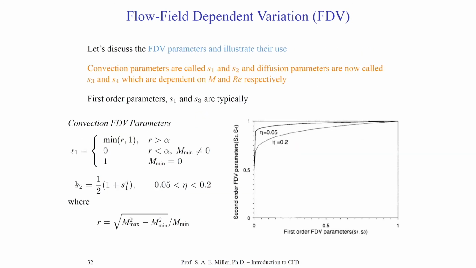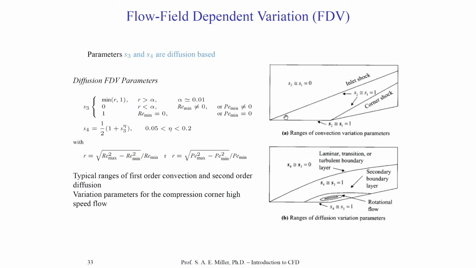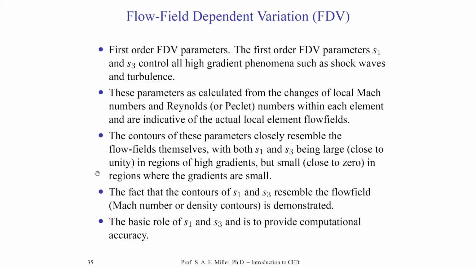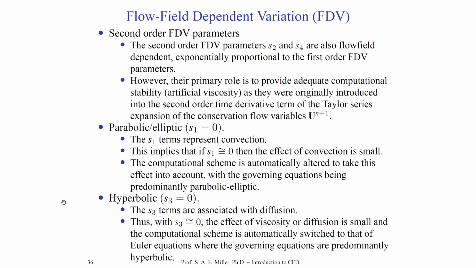For example, in the shock problem, contours of S1 and S3 would very much go along these types of rotational flows. The fact that contours of S1 and S3 will resemble, say, Mach number and density contours has been demonstrated in this previous example. The role of S1 and S3, of course, is to provide computational accuracy. The second order FDV parameters are a little bit different. They will provide exponentially proportional terms to the first order FDV parameters. However, their role is more to adequately provide computational stability and artificial viscosity.